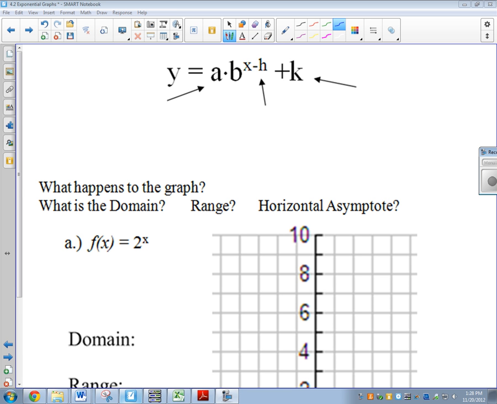So, we have y equals a times b to the x minus h plus k. We're going to break it down. This is the basic part, like the 2 to the x part. It's always there. If there's an a in front, it could either be positive or negative. If it's a positive number out in front, what do you think that's going to make my graph do? If it's positive, it goes up. It's the rocket ship. It's going to take off.